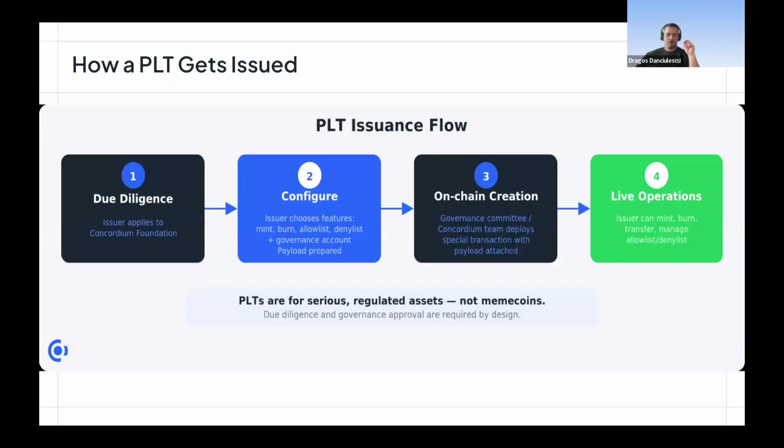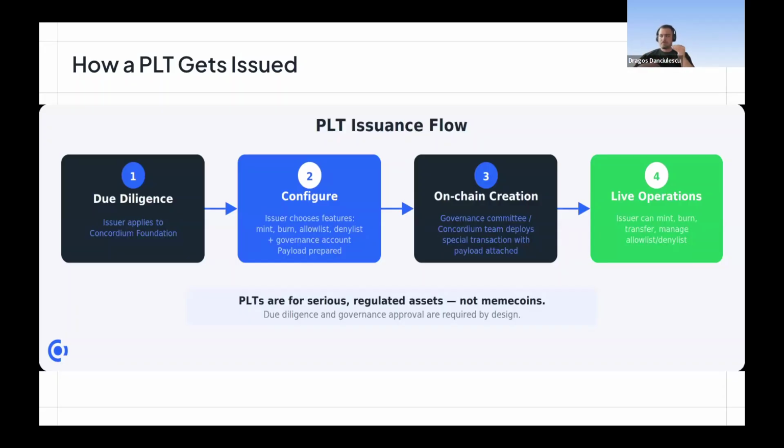Now let's talk a bit about how a PLT actually gets issued on chain. We have a few steps in the issuance flow. First of all is due diligence. An issuer will apply to the Concordium Foundation. Anyone can do this through docs.concordium.com. Then the features will be configured. So we have minting, burning, allow list and deny list, plus setting a governance account. At the end, the payload will be prepared. The final step will be an on-chain transaction. This is a special kind of transaction which will be deployed either by the governance committee or the Concordium team. It has a payload attached with all of the details about every protocol level token.